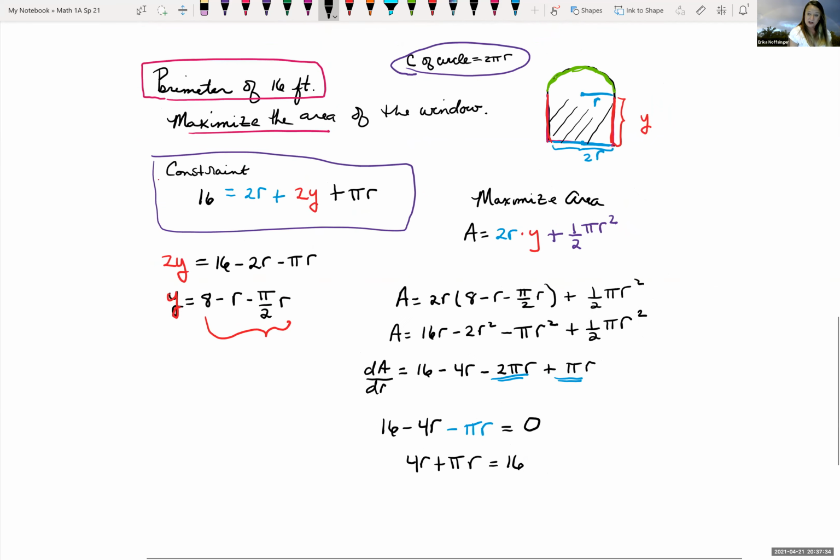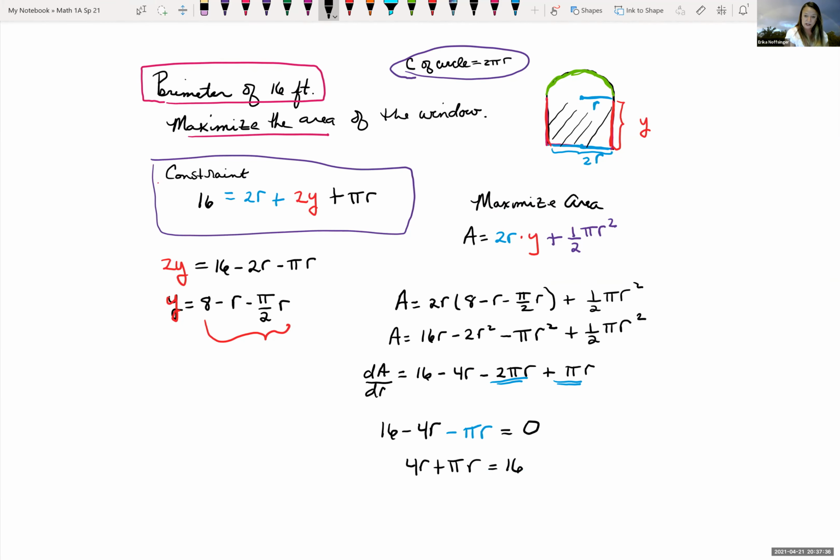We can factor out an r here. They're like terms really, but because I want to keep it in exact form, I'm going to factor out an r. Well, that would give me 4 plus pi equals 16. So r is equal to 16 all over 4 plus pi.